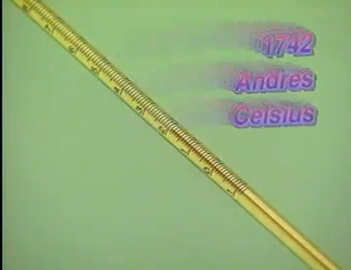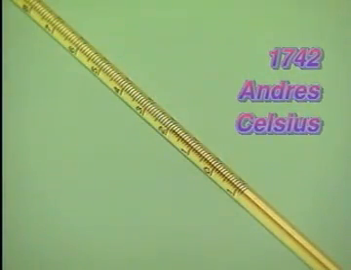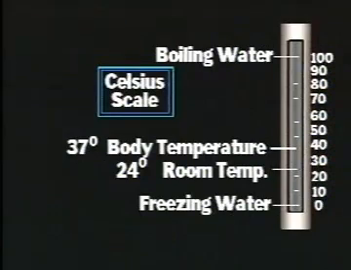In 1742, Andreas Celsius, a Swedish scientist, designed a new thermometer. It was based on 100 steps, so it was called the centigrade scale. Centi means 100. Celsius decided that 0 would be the freezing point of water, and the boiling point of water would be 100 degrees. He then divided the distance between the two into 100 equal divisions.